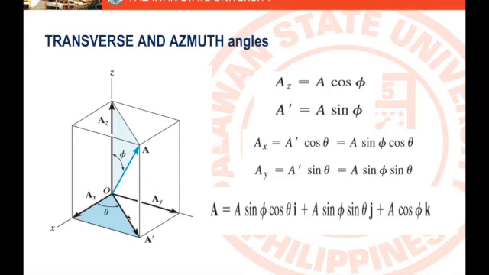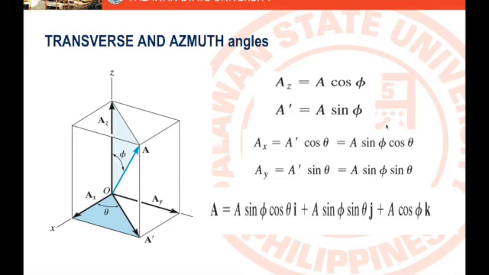Okay, so now let's look at how we can solve for the x and y components. The x and y are components of A prime, which are also components of our main vector A. So for A sub x, we can solve it by this, adjacent the theta or the transverse angle. So Ax would be equal to A prime cosine of theta. And we know that A prime is A sine phi. That's why Ax is equal to A sine phi cosine theta.